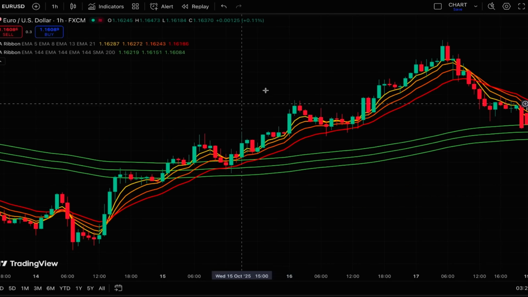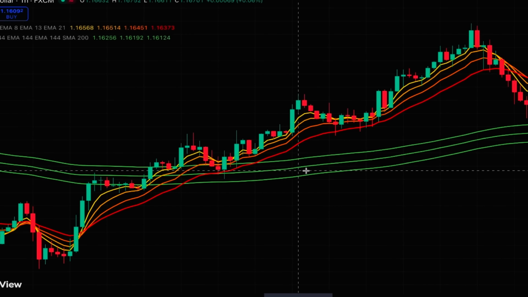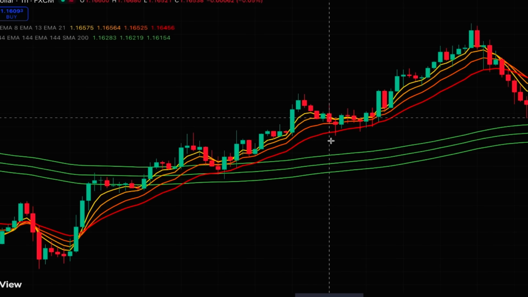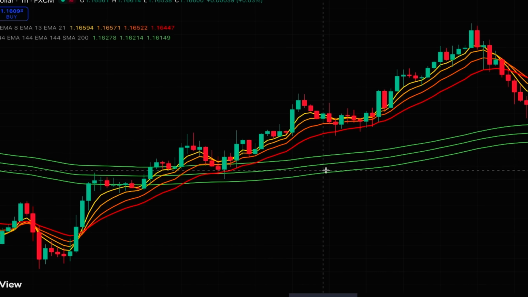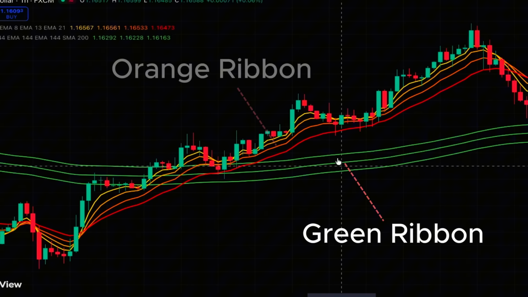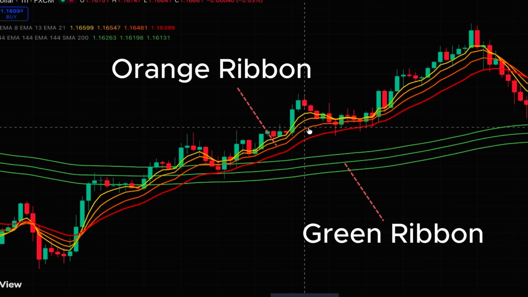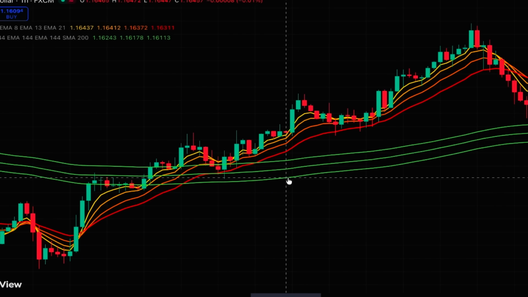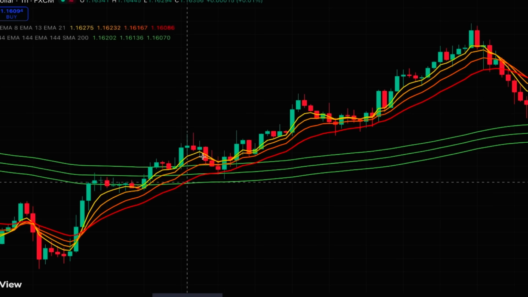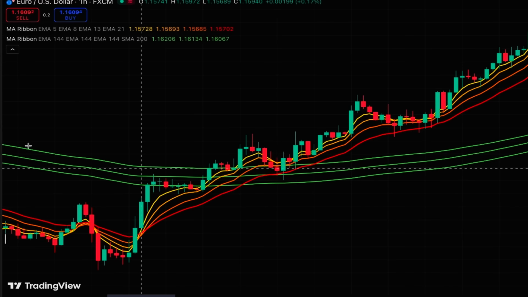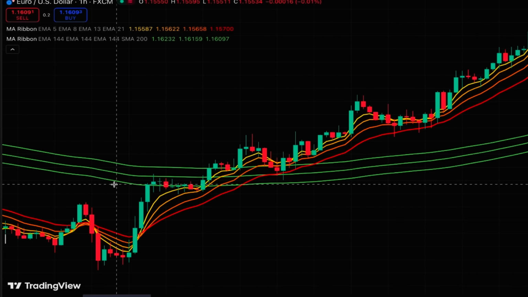Alright, getting back to our trading strategy, as you can see we have 2 collections of moving averages that are separate from each other, but we're going to use them together to find trading opportunities. From now, we call this collection of moving averages the green ribbon, and we call this collection of moving averages the orange ribbon. This green ribbon is used for trend identification. When the price is above the green ribbon, the market is in an uptrend, and when the price is below the green ribbon, the market is in a downtrend.